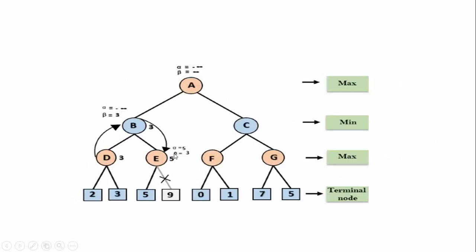Here alpha is 5, beta is 3. The value of 5 is greater than 3. That's why I am going to prune this tree. So I no need to visit this node. It is not significant for me in traversing. So let us continue. You can clearly understand if I move to the next step.